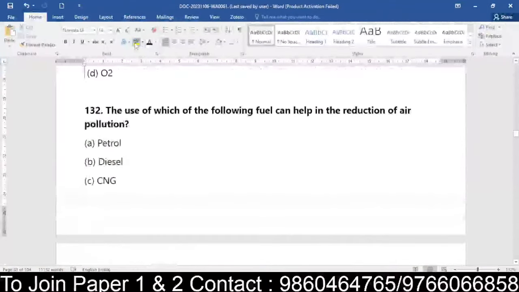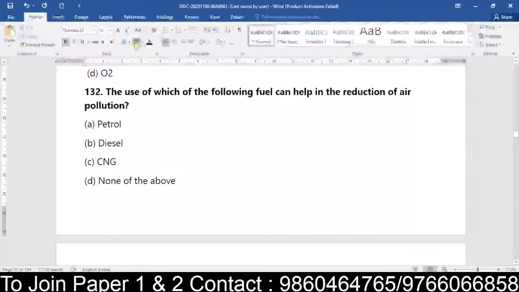Coming to question number 132: the use of which of the following fuels can help in reduction of air pollution? Is it petrol, diesel, CNG, or none of the above? Which fuel can result in this? Jagruti has already answered. Yes, very good. CNG is the one which can help in reduction of air pollution, right?